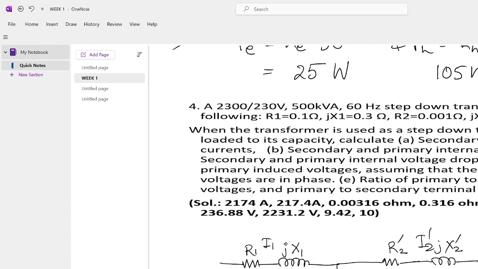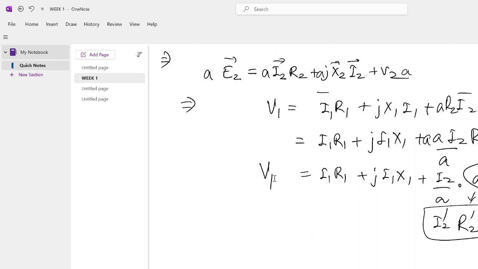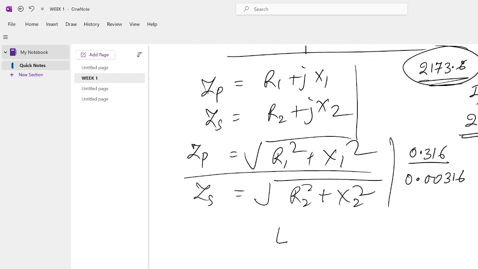Next part is secondary and primary induced voltages. How will you find them? Yes, sir, using KVL equation. Some drops are subtracted from the supply voltage. E1 will be V1 minus ZP IP.